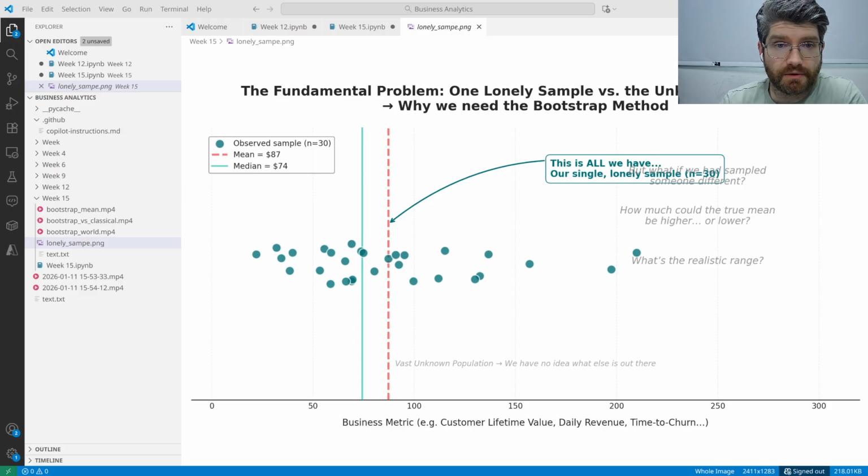But your stakeholders don't just want the average. They want to know the risk. Is this revenue increase real or just luck? What is the worst case scenario? Can I trust this number?